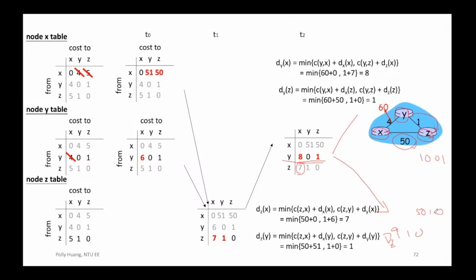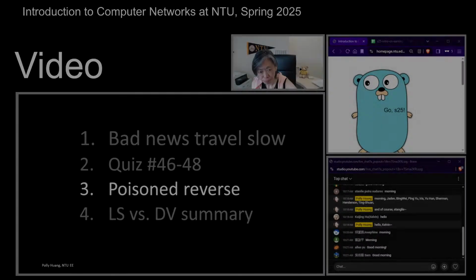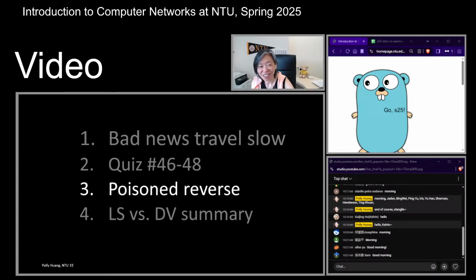How many iterations would that be? Going all the way from 7 to 50, that will be 43 iterations. Including the initial iteration, that will be 44 iterations until z discovers the true path. Next, y will discover the true path, and then everyone converges to the shortest paths that are really true. So you see, bad news travels slow in distance vector.